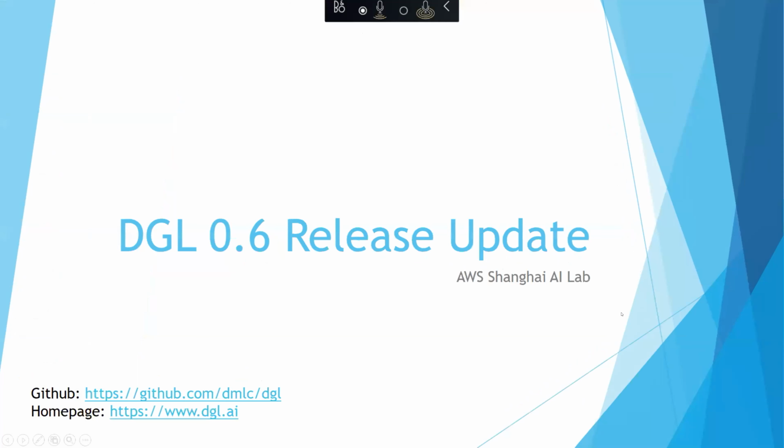So, yes, thanks, Wenming. So my name is Mingjie. I'm from AWS Shanghai AI Lab. So I will briefly talk about the upcoming DGL 0.6 release. And for people who don't know what DGL is, it stands for Deep Graph Library, which is a specialized system for graph machine learning. So check out our GitHub and homepage.